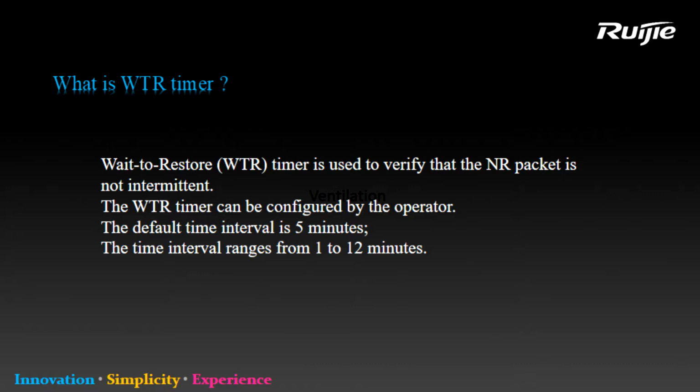For example, I have used this example just now. If the cable is unstable, sometimes good, sometimes bad, it will cause network flapping. The WTR timer is used for preventing this circumstance, and its default timer interval is 5 minutes. The range is from 1 to 12 minutes.